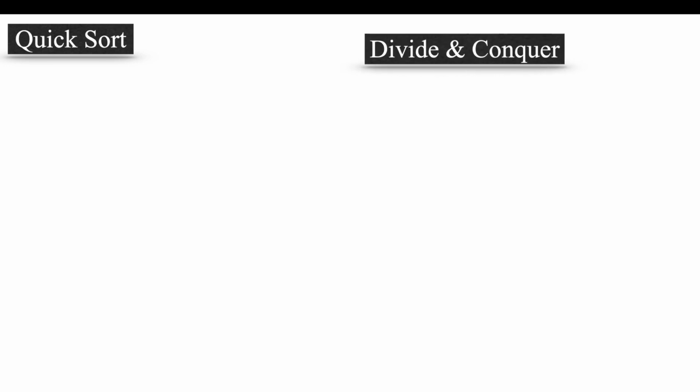Quicksort follows the divide and conquer pattern. Before we move on to the actual algorithm, let's see the analogy of quicksort. Assume you have an array of length 4. We consider the mid-index value as the pivot.